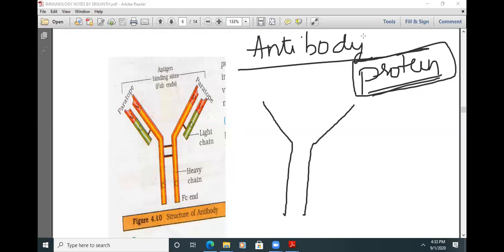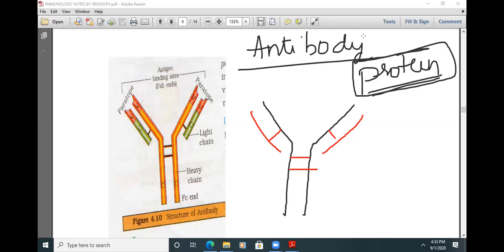It is made up of 2 heavy polypeptide chains and 2 light polypeptide chains. Protein means we'll find heavy and light polypeptide chains. So 4 polypeptide chains, 2 heavy and 2 light, which bind with disulfide bonds like this.